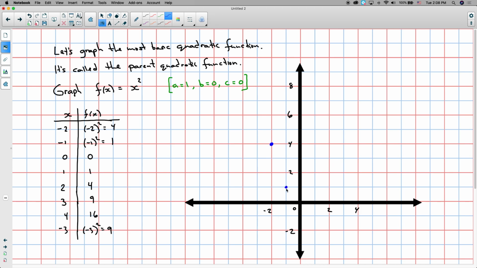-1, 1. 0, 0. 1, 1. 2, 4. 3, 9. I'm not going to do 4, 16. It's way up there. And then I do have -3, 9.